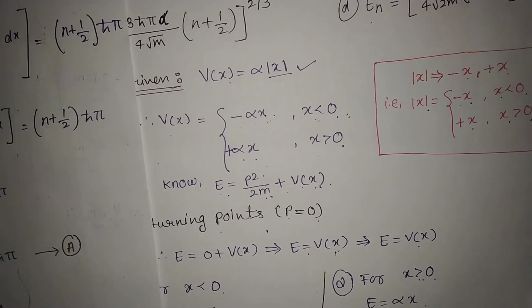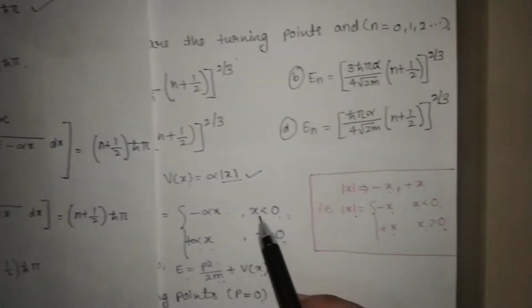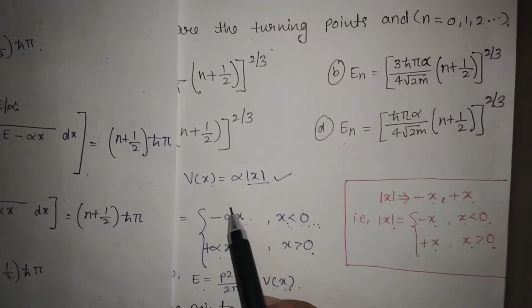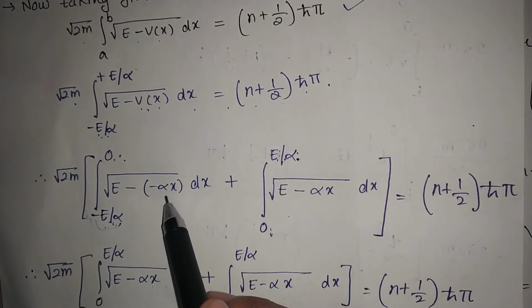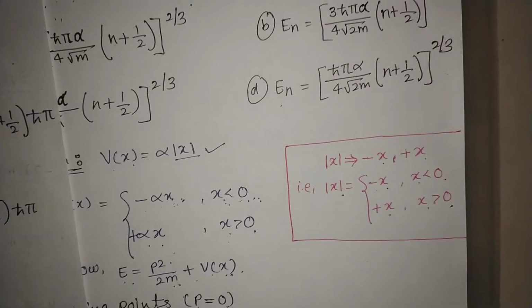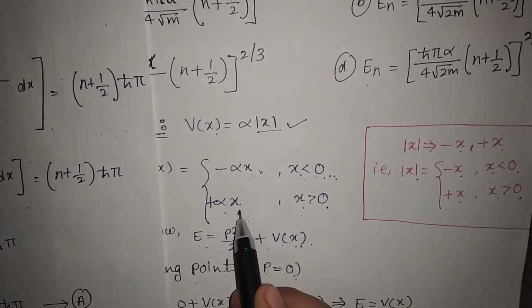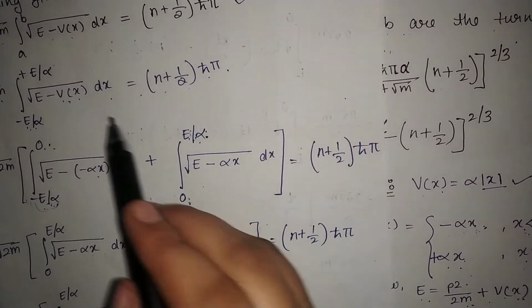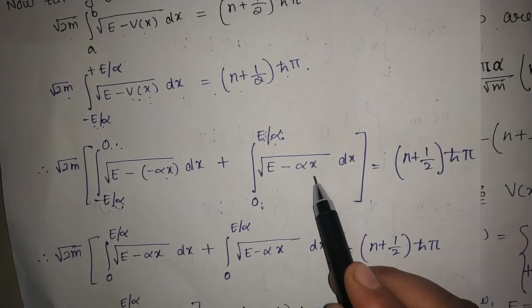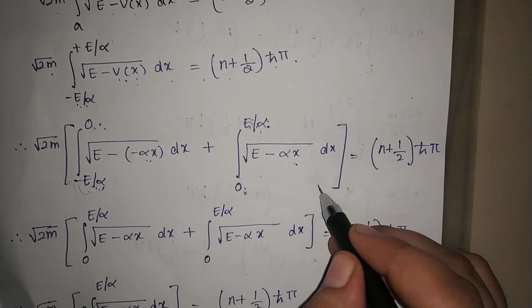Clear? So I have just broken this into two parts, minus E by alpha to 0 and 0 to E by alpha. Now when we are taking this minus limit, that is this lower one, minus E by alpha to 0, we are talking about x less than 0. So here the potential value we have is minus alpha x. So instead of V of x at this place, we will write minus alpha x. And when we are taking 0 to E by alpha, that is this greater one, now we are talking about this b limit. Okay, so for this we will take the potential value alpha x. So instead of V of x, we will write alpha x. Okay, here negative, here positive for the lower limit and for the higher limit. Clear?